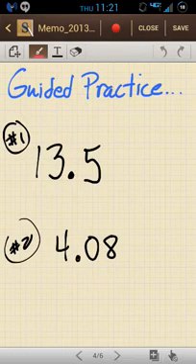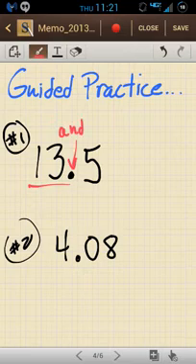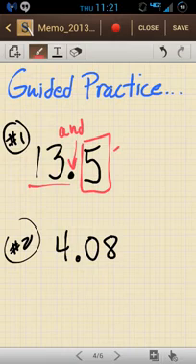All right, so here we have a couple numbers. Number 1 says 13.5. How do we say this number? The whole numbers are very easy. We say those like normal. So this is 13. And then remember, we substitute the decimal point with the word "and." And then the 5 here, we say like we would normally, but we say also the place value. So the 5 is in the tenths place. Therefore, we would say that this number is 13 and 5 tenths.